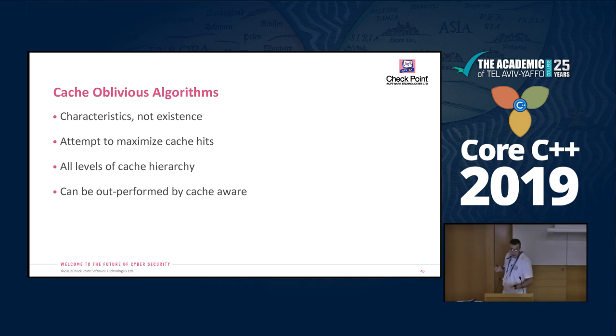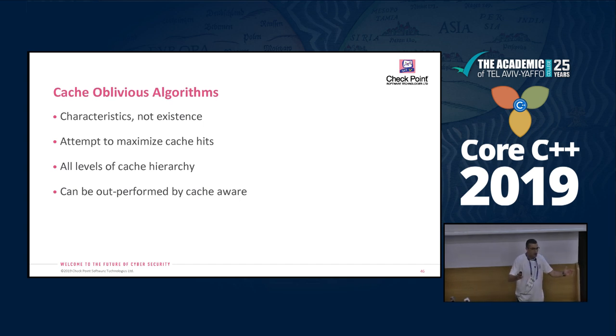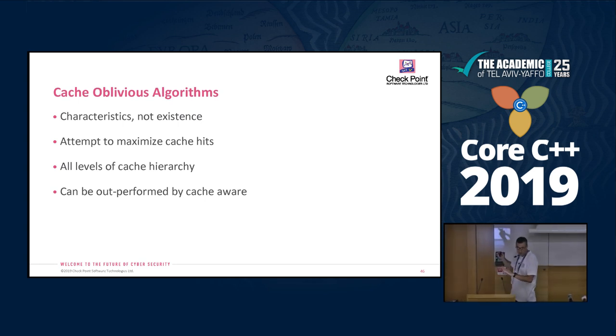Cache-aware algorithms, on the other hand, can outperform cache-oblivious algorithms, but they have to be tuned to the machine and to the cache level that we have. So if you know that your application is going to run on one machine, and you know the cache size, and you know all the cache characteristics, you might as well optimize for this machine. But if you write general code that needs to run on a different machine, that's not the solution, and you may want to reach for cache-oblivious algorithms.